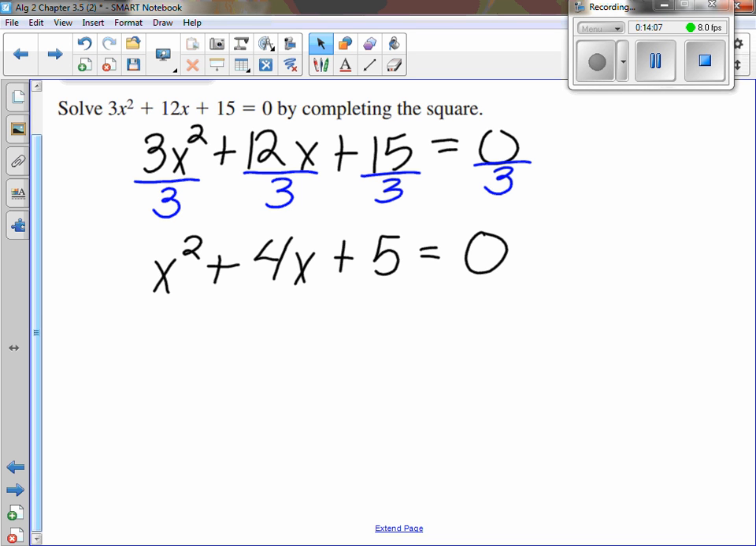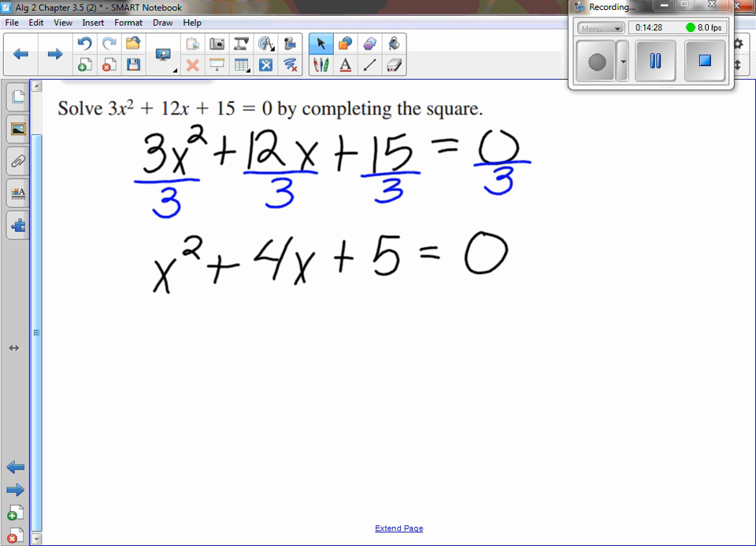Now, at this point here, you may be saying, hey, this is factorable, we can factor it. Well, it actually doesn't work, because our middle term would actually be 6 if we tried to factor it. So is the number in front of x squared 1? Yes. Okay, now we can move on to step 2.